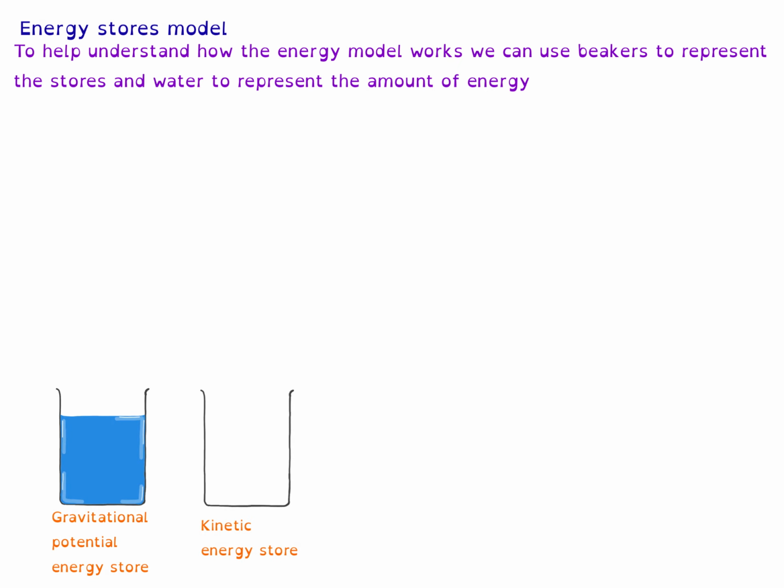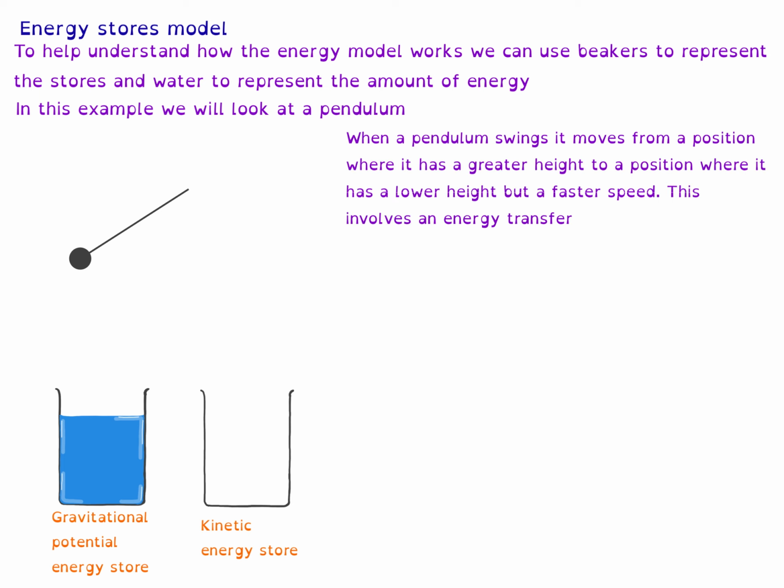To help us understand how the energy model works, we can use beakers to represent the stores and water to represent the amount of energy. In this example, we will look at the pendulum. When a pendulum swings, it moves from a position where it has a greater height to a position where it has a lower height but a faster speed.